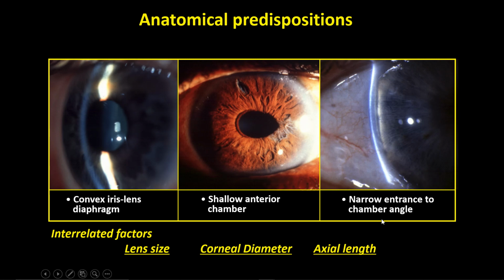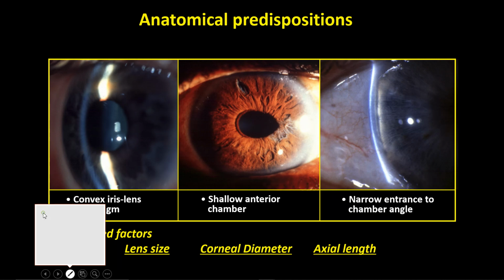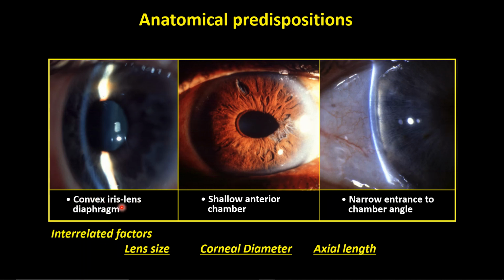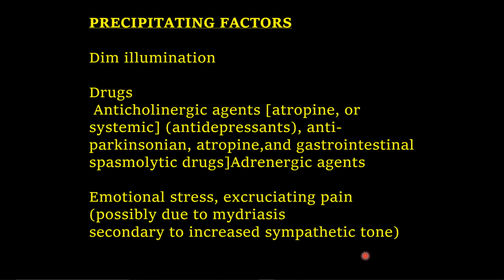Again, now this is convex. You can see this is the cornea and this line is passing over the iris, and the lens is convex and thick. That's why the anterior chamber depth is shallow. Again, the anterior chamber is shallow. And third, there is a narrow entrance to the chamber angle. Again, lens size is large, corneal diameter is smaller, and axial length, that is, the eye is smaller in size.